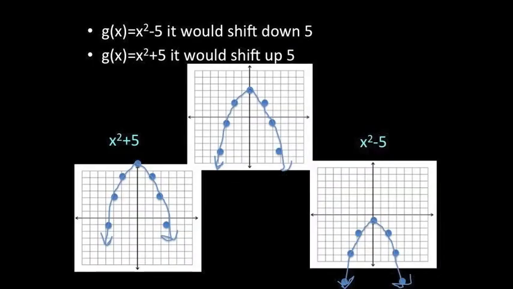Here are two other examples. You can see that in the first function, you are going to have to shift 5 units down since there is a negative sign in front of the 5. And in the next equation, you are going to have to shift 5 units up since there is an addition sign in front of the 5, which also counts as a positive.